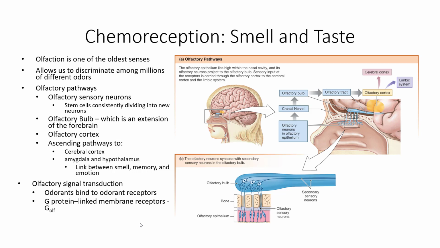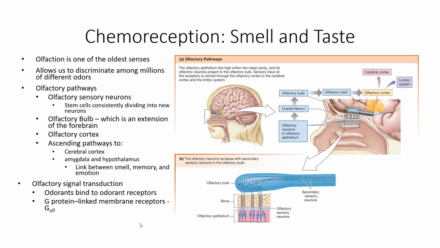Now, when we talk about special senses, we talked last time about somatosensory, but now we're going to move into senses where the receptors have become a little bit more specialized and unique. The oldest of those senses is going to be olfaction. Olfaction really covers both smell and taste, and we use olfactory pathways to transduce these signals and have the brain perceive these senses.